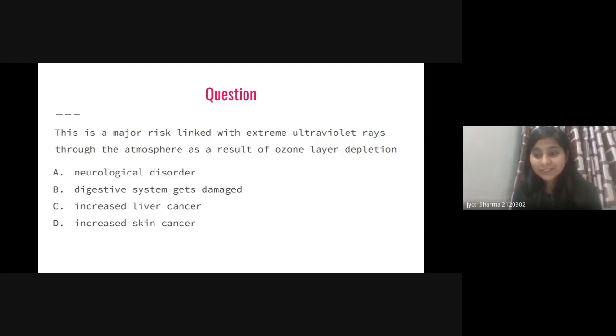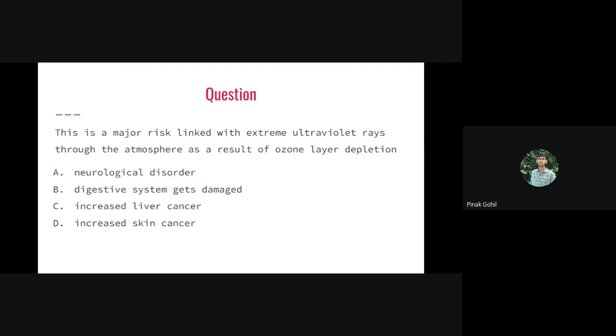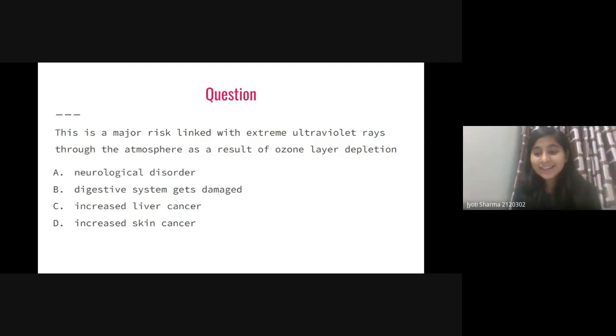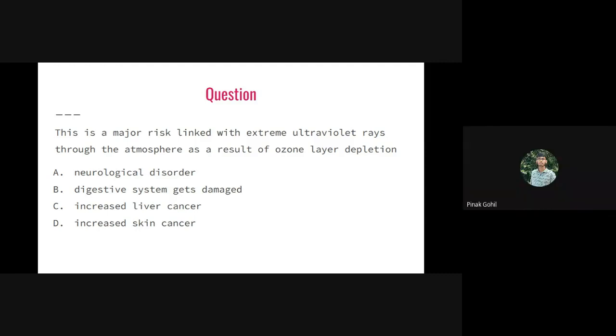Not frequency, but yes, factor. Okay, skin... And not protection... not skin. This is sunlight. Oh, yeah, yeah. Okay, okay.